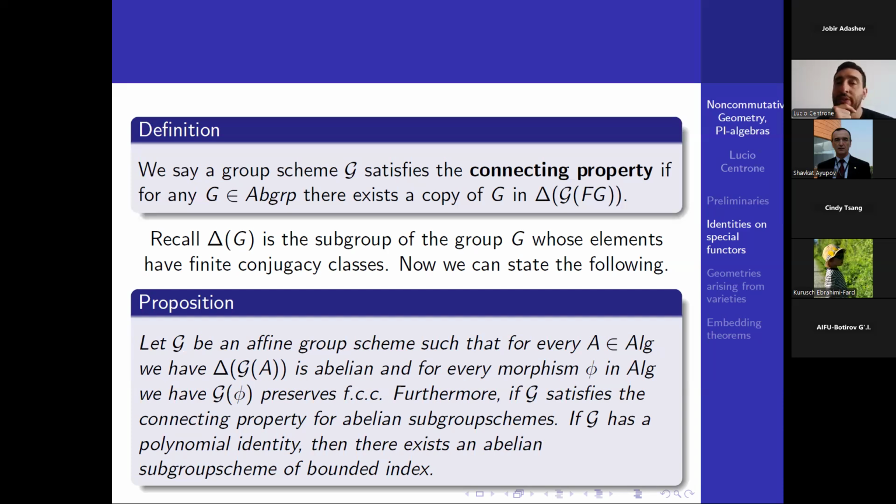So in a certain sense, the definition of polynomial identities for affine group schemes fits properly. The problem is that the class of examples of affine group schemes satisfying such a property, how to say, has to be enlarged a bit, but in a certain sense, it seems to work properly.